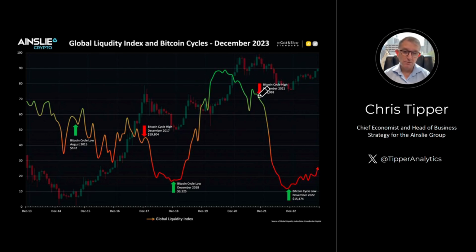And what lined up even better this time was that it absolutely nailed the cycle low in November 2022, right on the cycle low around October, November 2022 in the liquidity cycle.